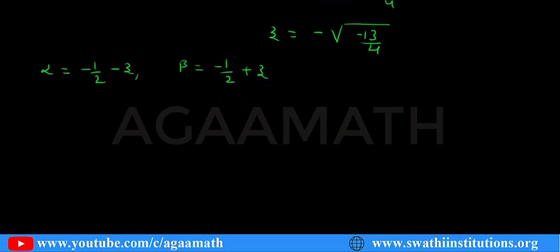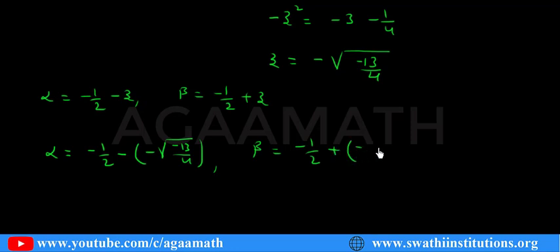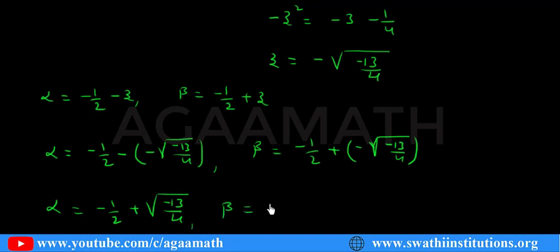Let us simplify the values now. Alpha equals minus 1 by 2 minus z, which is minus 1 by 2 minus under root of minus 13 by 4. Beta equals minus 1 by 2 plus under root of minus 13 by 4. So these are the two zeros we find, even without using the quadratic formula, the completing square method, the formula method, or the graph.